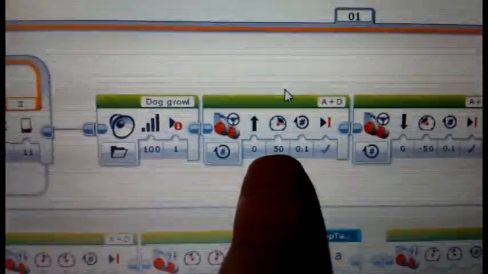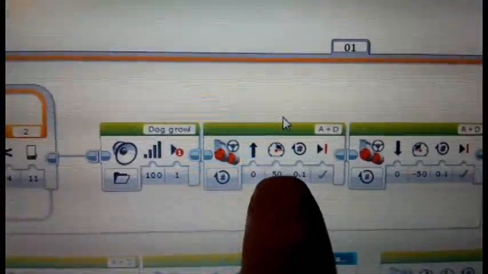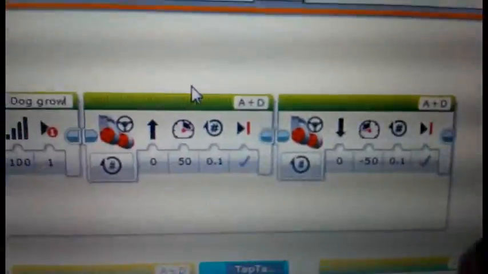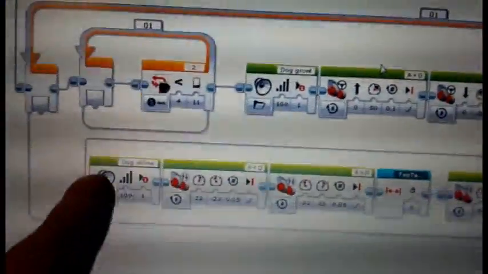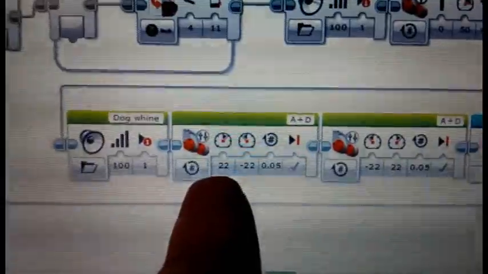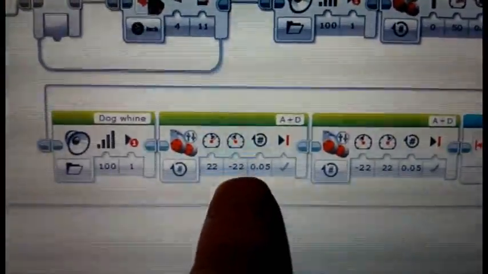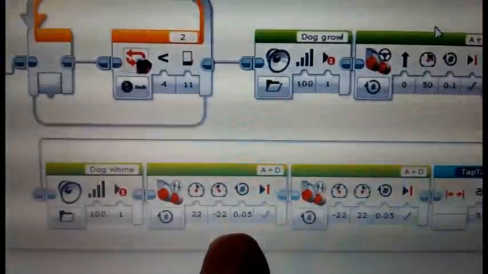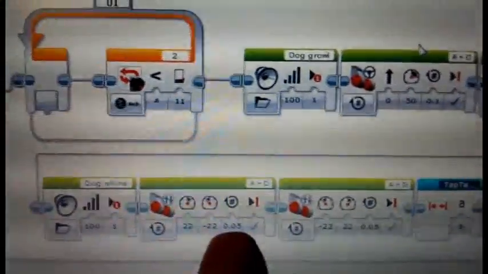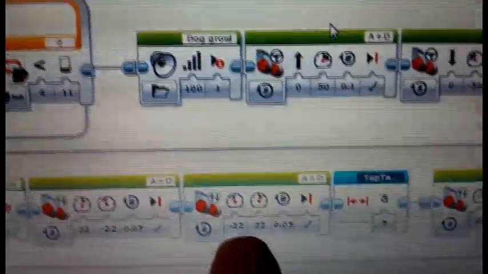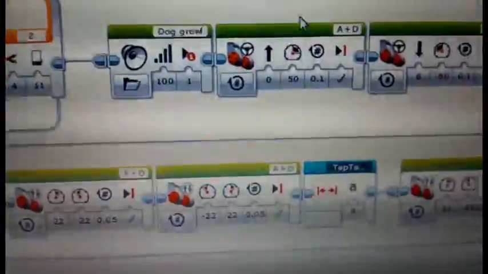And once it detects something, we do the dog growl, and then it jettisons forward both motors at 50 power for 0.1 rotations, and then it comes right back, negative 50, the same amount, 0.1 rotations. Then it does a whine, and then it jiggles to the right. So 22 to the right motor and negative 22 to the left. Then 22 to the left, negative 22 to the right, for 0.05 rotations. When it's done, the motor stops with the brake. And then negative 22 and positive 22 for 0.05 rotations to bring it right back to where it is.